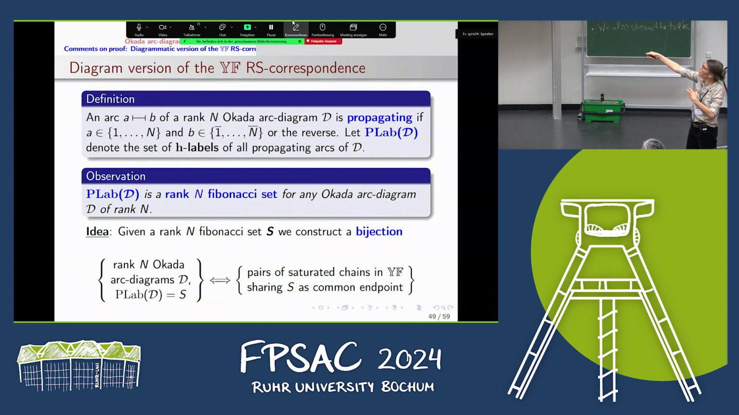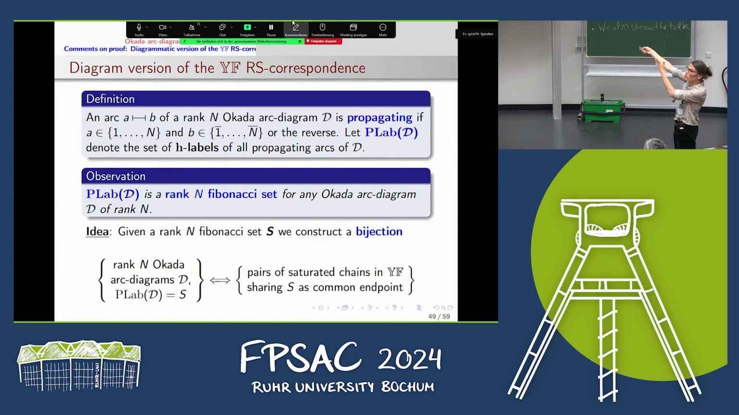So this immediately bridges us to the world of the Young-Fibonacci lattice. And so the idea is to make a bijection. Given a fixed Fibonacci set of rank n, we want to make a bijection between the rank n Okada arc diagrams where this propagating labeling set is S, and pairs of saturated chains in the YF lattice which share S as a common endpoint.